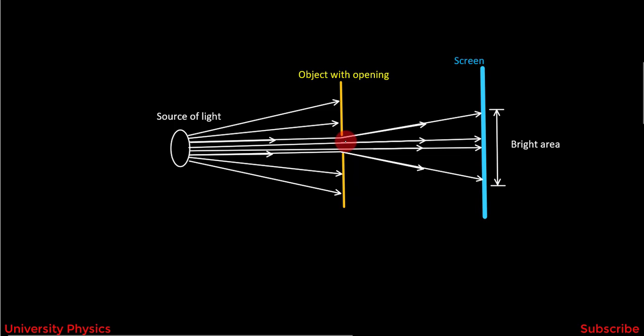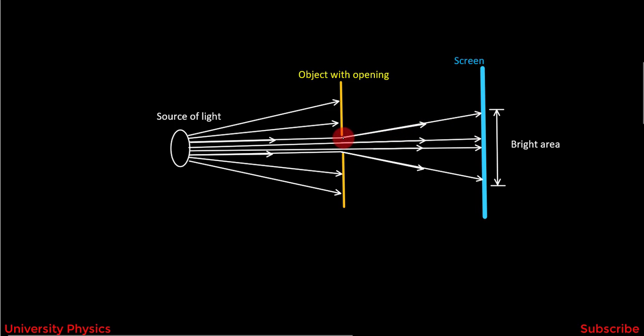Now, according to our thinking, the bright fringe on the screen should be equal to the length of this opening, meaning the bright fringe should be from this position to this position. But when we do the experiment in the laboratory, we observe that this bright fringe is larger than the opening in this object. This is because at this position, when the light strikes the corner of this object, it bends toward its shadow.